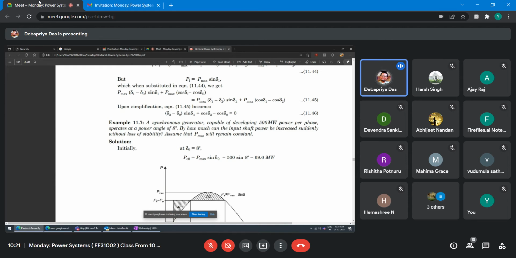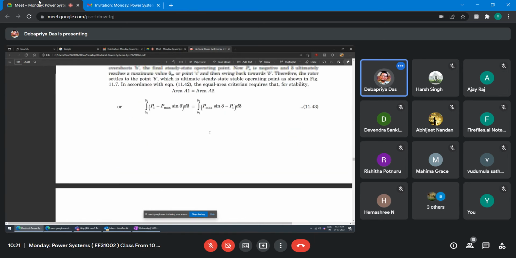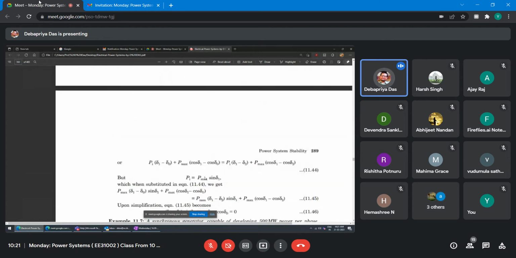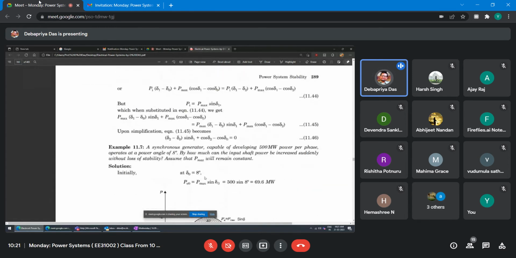Now take one small example, right? Then you will know. So what will be the maximum value of delta 2, that it is going up to, such that during this time your machine will not lose synchronism, right? So what will be the maximum value of delta 2, beyond which the machine will lose synchronism? So in the second diagram some numerical type of thing is taken.